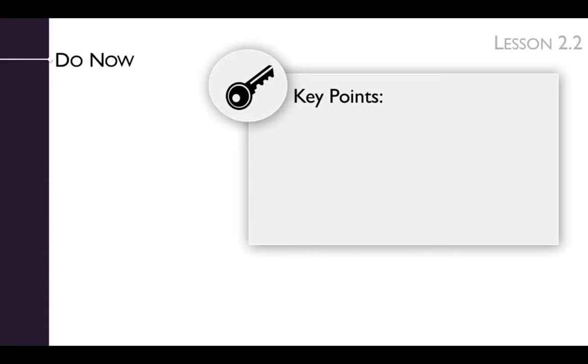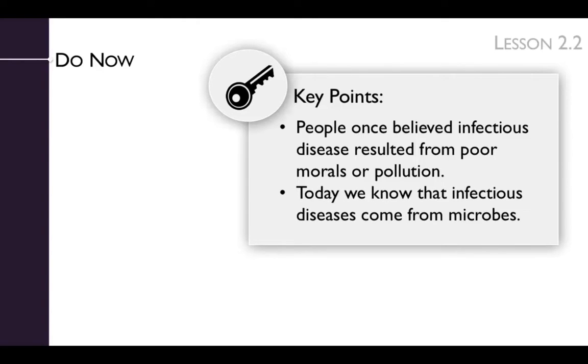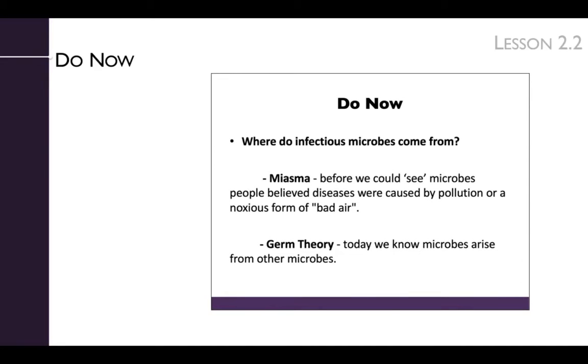The key points of the do now are that people once believed infectious disease resulted from poor morals or pollution. But today we know that infectious diseases come from microbes. But where do microbes come from? The do now begins by brainstorming where infectious microbes come from.